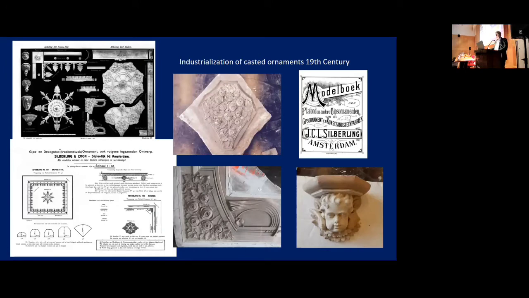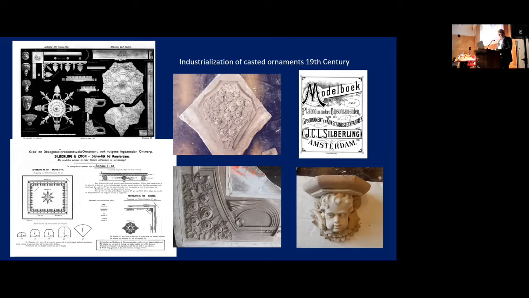In Holland, it's just something simple. We have Freling as one of the pioneers in prefabricated casted plasterwork. He made a big catalog. He was an engineer from Delft. Go to Amsterdam, and there he started his business in making prefab casted elements for ceilings. And they did it very well.